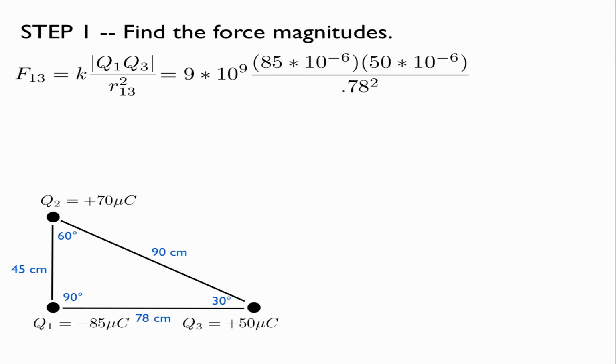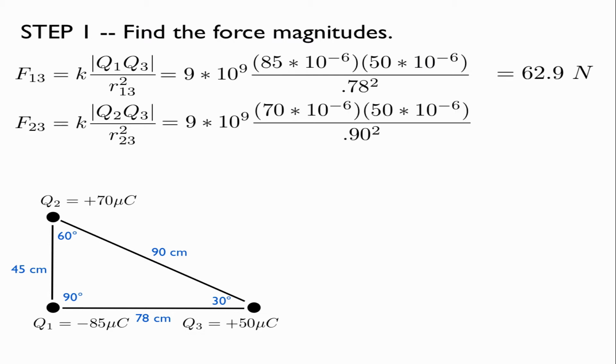microcoulombs. Microcoulombs means 10 to the negative 6. The distance between them is 78 centimeters, or 0.78 meters. Here we're only interested in the absolute value because we're looking for the magnitude. Combining these numbers gives 62.9 newtons. We can do the same thing for charges 2 and 3. This gives 38.9 newtons.